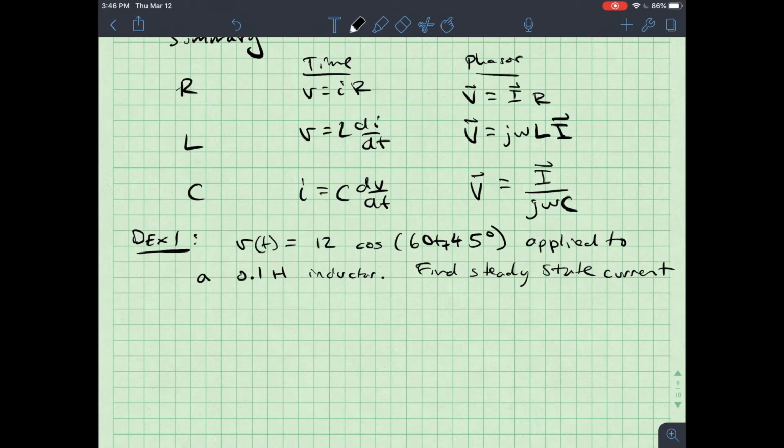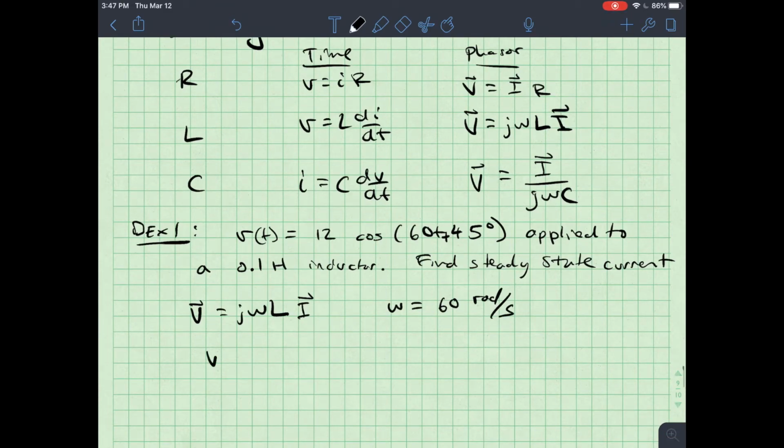We know that in DC, if I apply a DC voltage to an inductor, the voltage across the inductor is equal to 0, so it looks like a short, as long as there's no change in current. That's the case with DC, but now we're working with AC, and so I should be able to find this steady state current value. First, I know V is equal to jωL times I. The good news is that I've given you omega, it's equal to 60 radians per second.